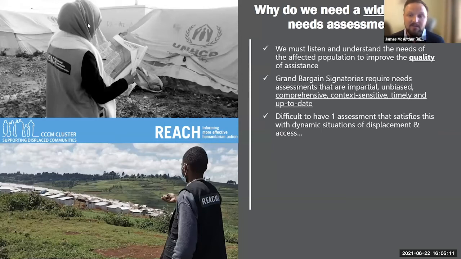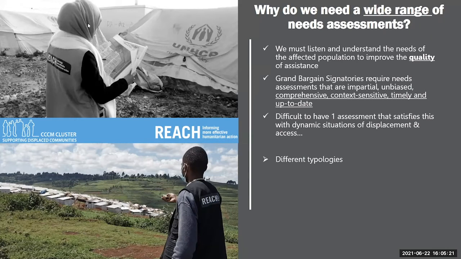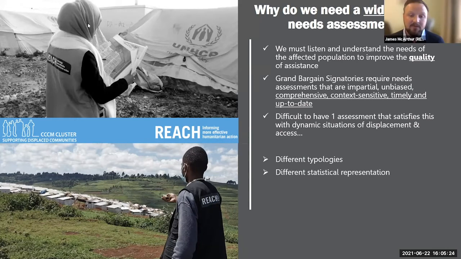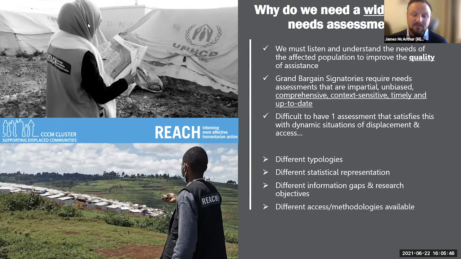And so I think that there really is a wide range of different types of needs assessments, as Alyssa started to touch on, the different phases. But it also depends on the different typologies, and also the different statistical representation of the assessment. And what does that mean? The different information gaps and research objectives that we want to answer, some of the questions that were coming in from colleagues, time to do a more detailed or in-depth assessment. So how do we explore some of those other research objectives and information gaps?